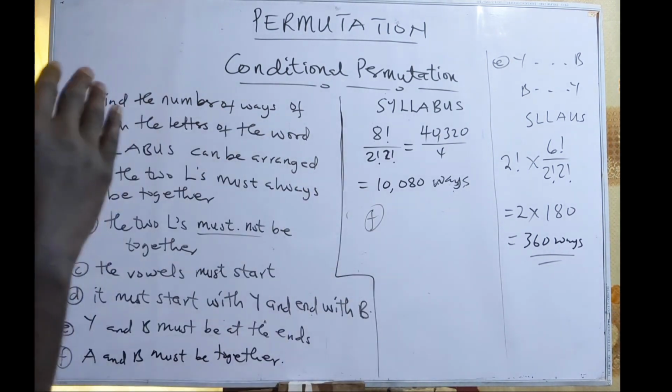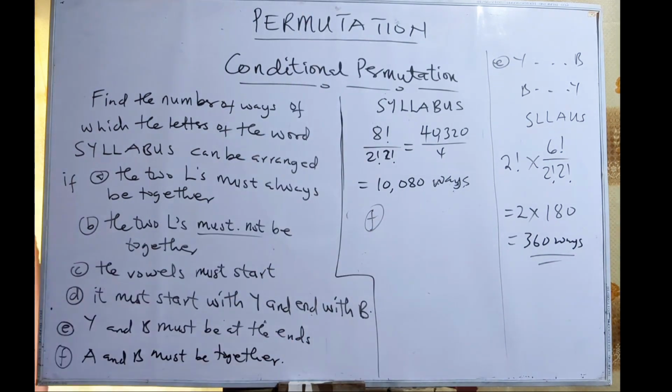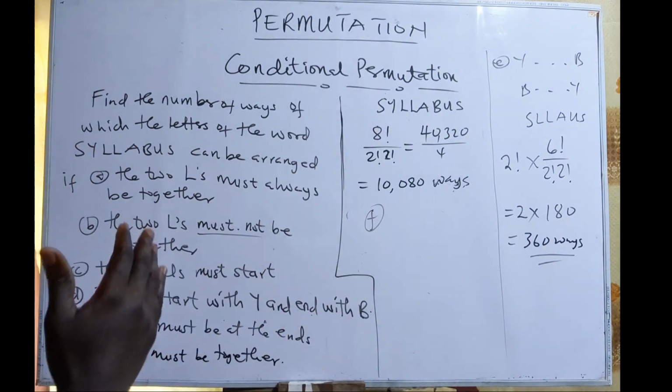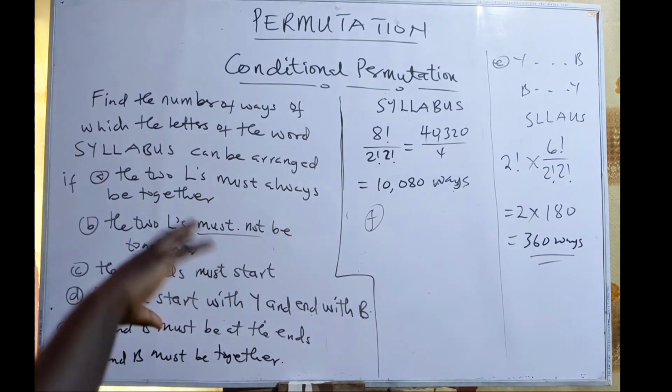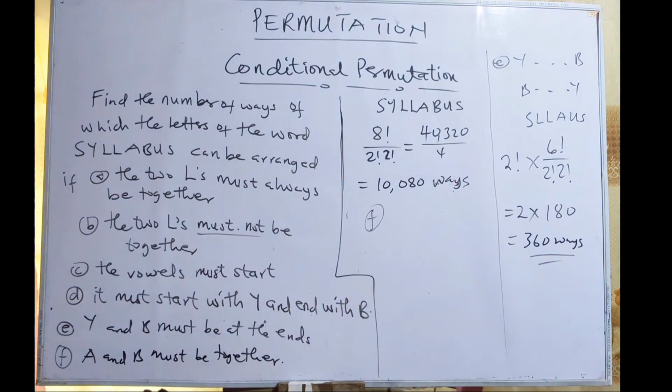But if they must be at the ends, that is what we have done there. If they must be at the ends, then it means that it is 2 and you arrange the ones in the middle. But if they must be together, then they can be anywhere. They must always be moving together. Is that okay? So A and B must be together.